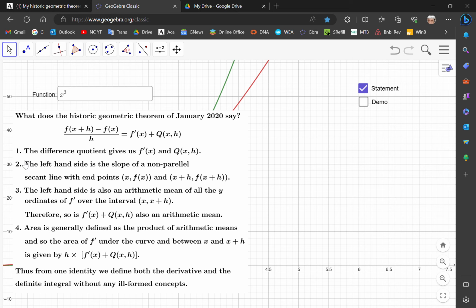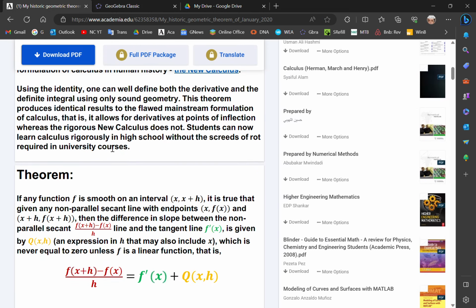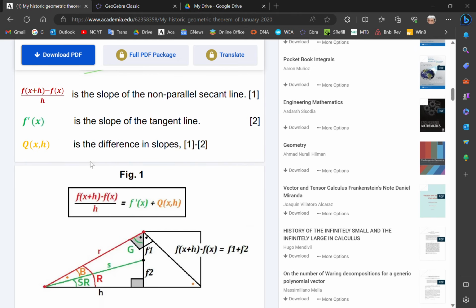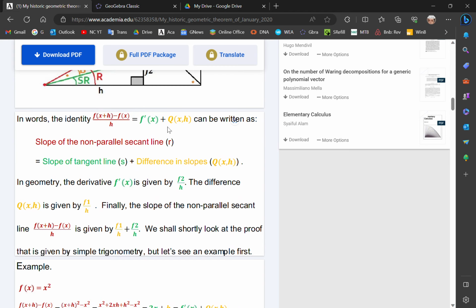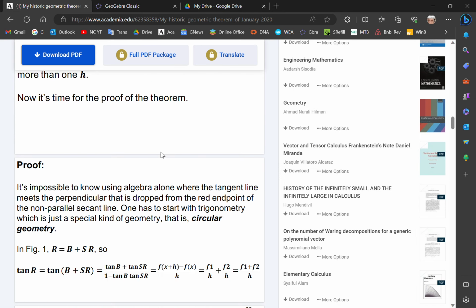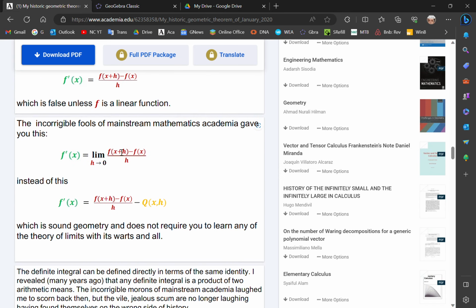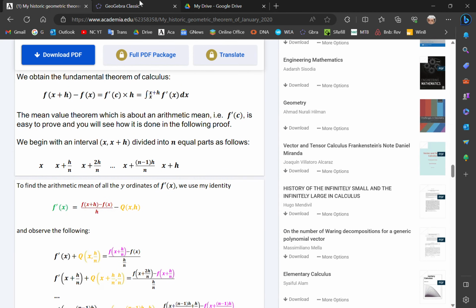So let's quickly run through this. This difference quotient on the left-hand side gives us f of x and q of x h. There's nothing to define there, by the way, people. And if you look at my geometric theorem, it explains all that to you. It shows you how to find f prime of x and q of x h. So it's all written neatly and nicely inside here.